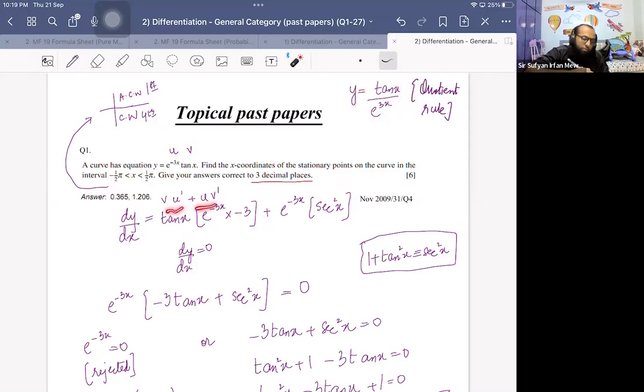So if it's vu prime plus uv prime, then v is tan x and u prime. What is the differentiation of e power minus 3x? The differentiation of exponential is copy the exponential as it is, and the differentiation of the power will be multiplied. So v, tan x, into u prime, e power minus 3x into minus 3, that is vu prime. Then plus uv prime. Then u is e power minus 3x, and the differentiation of tan x is sec square x. So vu prime plus uv prime.